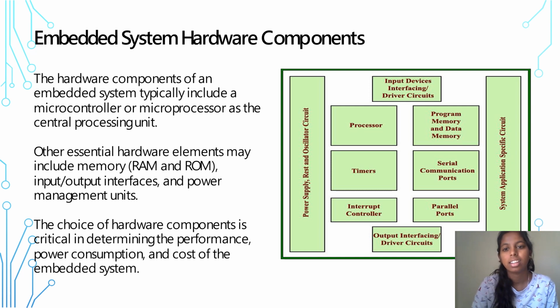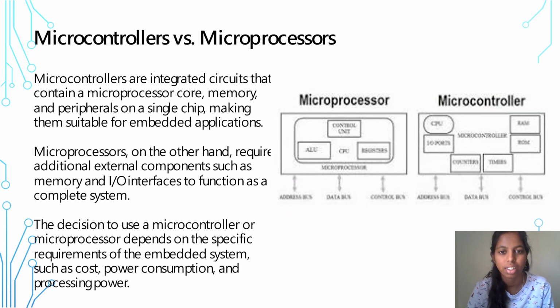As we see in the figure, in an embedded system, there are many hardware components like power supply and also the oscillator circuit, processor, input devices, timers, interrupt controller, parallel ports, serial communication ports, output interfacing. So like this, we have so many hardware components for the embedded system.